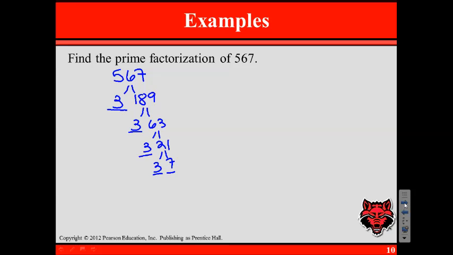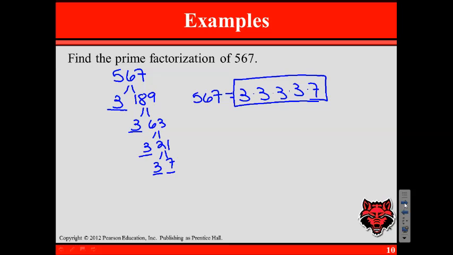So just like in the last example, we take the number in question, we set it equal to the product, the multiplication of the prime numbers in our factor tree. 3 times 3 times 3 times 3 times 7. And this represents the prime factorization for 567.